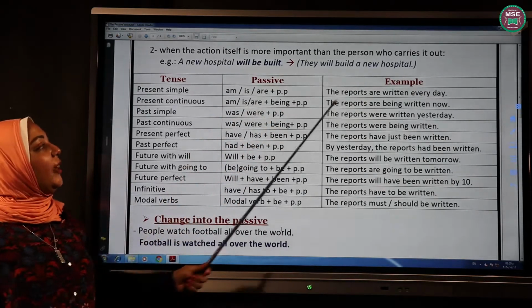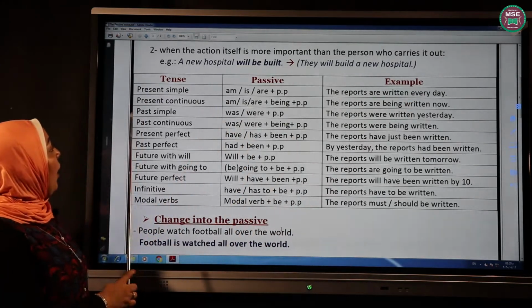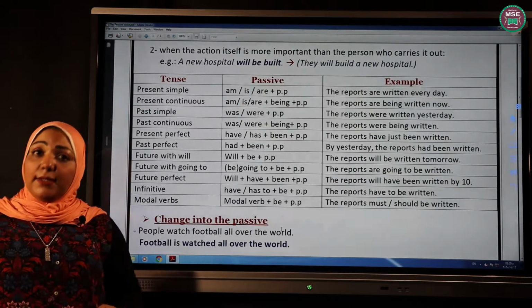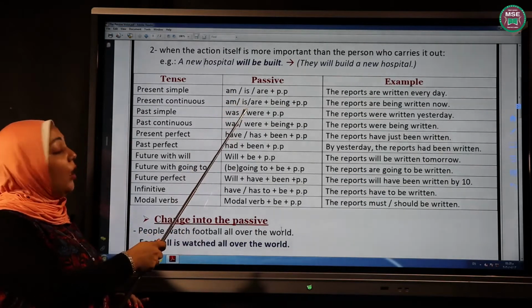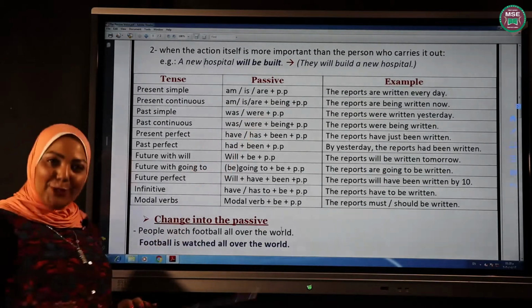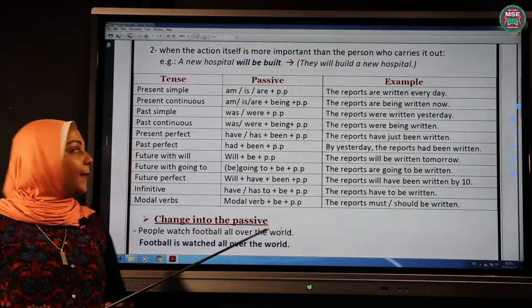So, the reports are being written now. If the sentence is in the past simple, so verb to be in the past is was or were, and then the past participle again. The reports were written yesterday.